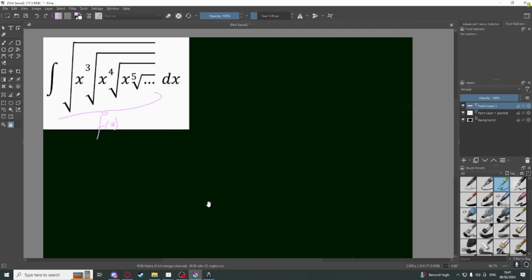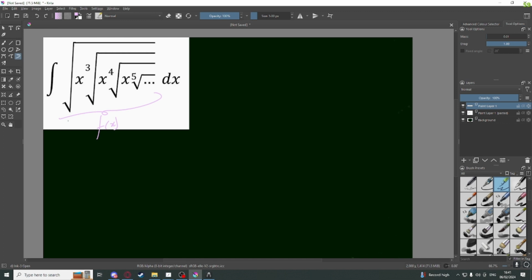Hello guys. In this video, I will be tackling this integration question, and I saw it on an Instagram page called Integrals Every Day, and let's do it. Okay. So the question is this, where it's an infinite rooting problem. I think, yeah, square rooting problem.